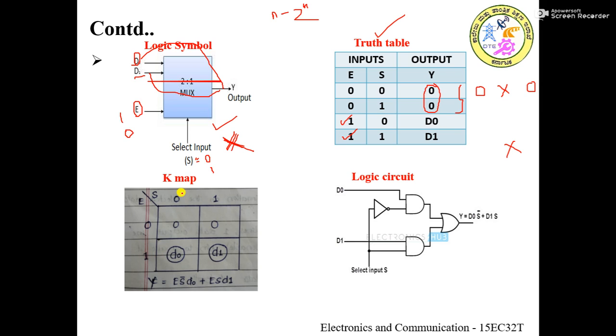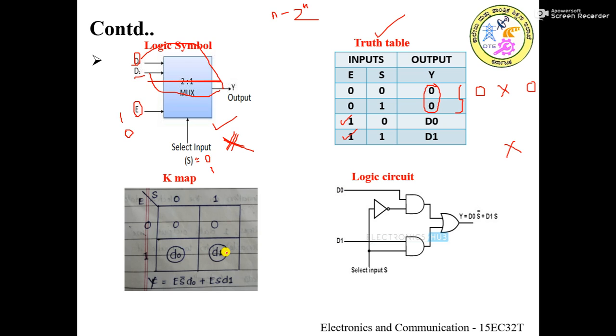And with the 1 0 combination I can get the output D0, so D0 is written here. And with the 1 and 1 combination I get an output D1, and D1 is written here. Now I have to make the groupings. In groupings normally you would have seen 0 and 1 combinations. This is a special type of KMap here. Here you can see D0 and D1.